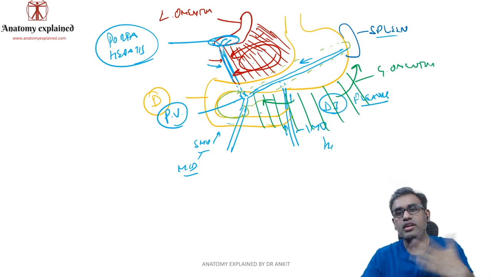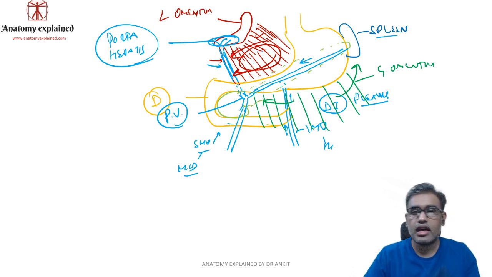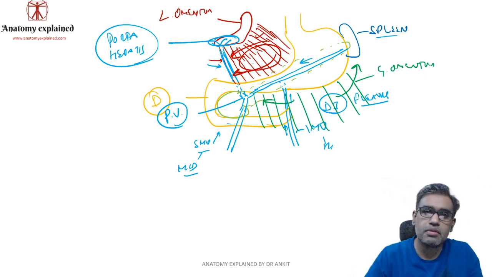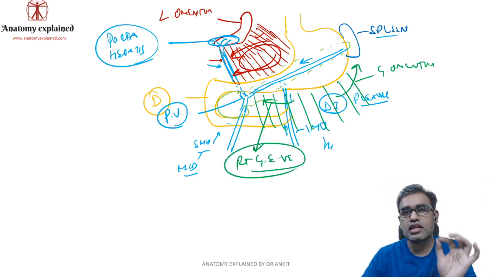Now this greater omentum is lying where? It is lying at the lower border of the stomach, that is the greater curvature of stomach, and it is covering all the relevant abdominal viscera. So therefore this vein over here, which would be our right gastroepiploic vein, where do you think it should drain?